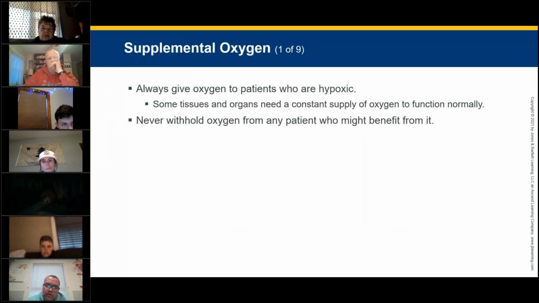Always give supplemental oxygen to patients who are hypoxic, because not enough oxygen is being supplied to the tissues and the cells of the body. Some of the tissues and organs, such as the heart, central nervous system, lungs, kidneys, and liver, need a constant supply of oxygen to function normally. Never withhold oxygen from any patient who might benefit from it, especially if you need to assist their ventilations.